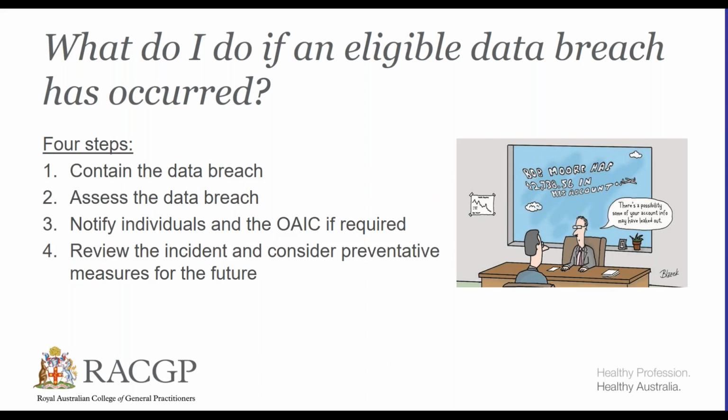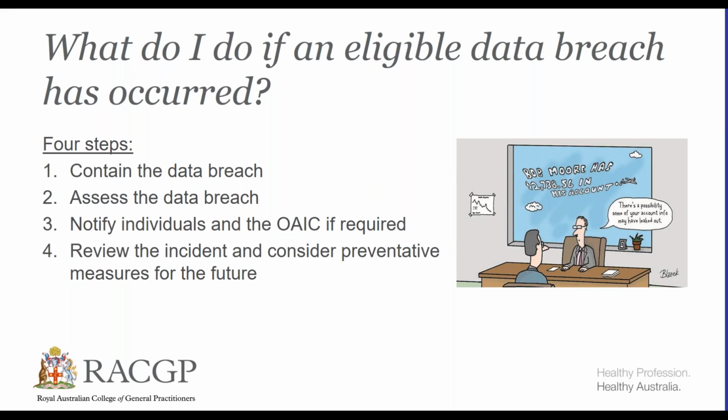So what do I do if an eligible data breach has occurred? So when an unauthorized access or unauthorized disclosure or loss of personal information occurs, the first priority is to take immediate steps to contain the data breach. That is, take steps to prohibit further data from being accessed or disclosed. The next step is to assess the data breach, to gather the facts and evaluate the risks, including the potential harm to affected individuals, and where possible, taking action to remediate any risk of harm.